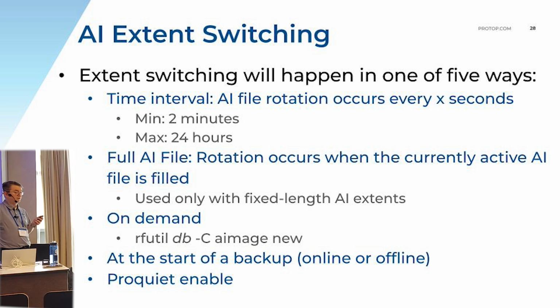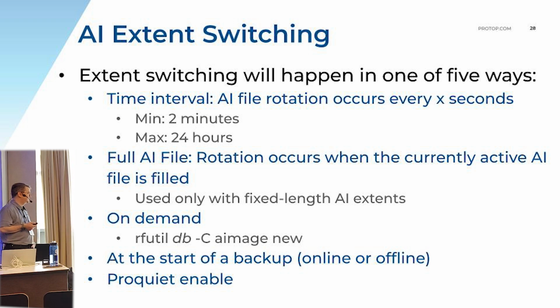You can also, if you use fixed length extents, there's going to be a switch from one file to the next automatically when the previous file fills. And that's specific to fixed length, obviously, because variable ones are just going to grow and grow. You can do an on-demand switch. This would have been more popular in the past when people were scripting this sort of thing with the rfutil aimage new command. That will trigger a manual switch. And any time you back up your database, that's also going to cause a switch.